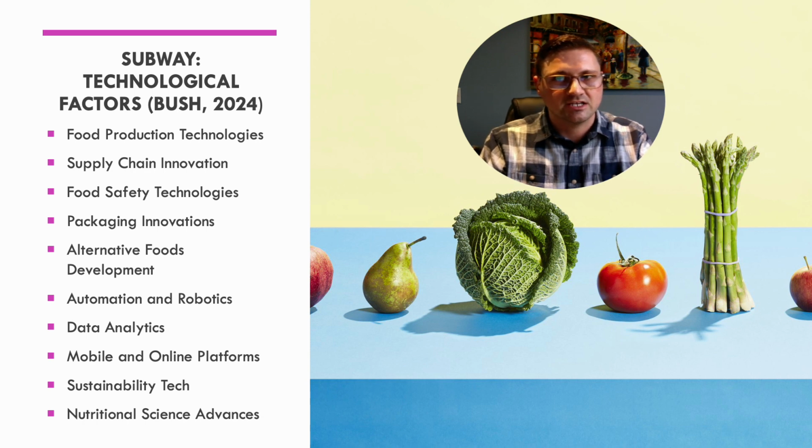Moving on, we have supply chain innovation, which is blockchain for transparency, drones for delivery, and the Internet of Things for managing inventory. We have food safety technologies, improved methods for detecting contaminants and ensuring product safety, packaging innovations, smart packaging that extends shelf life and provides consumer interaction using QR codes. Alternative food developments such as lab grown meat, plant based meats, and other food alternatives.